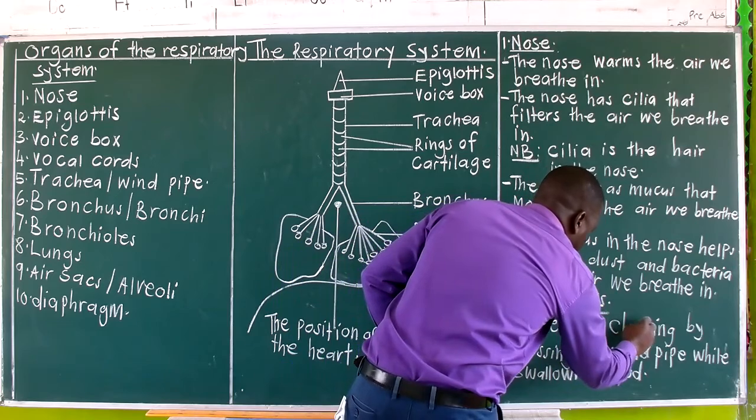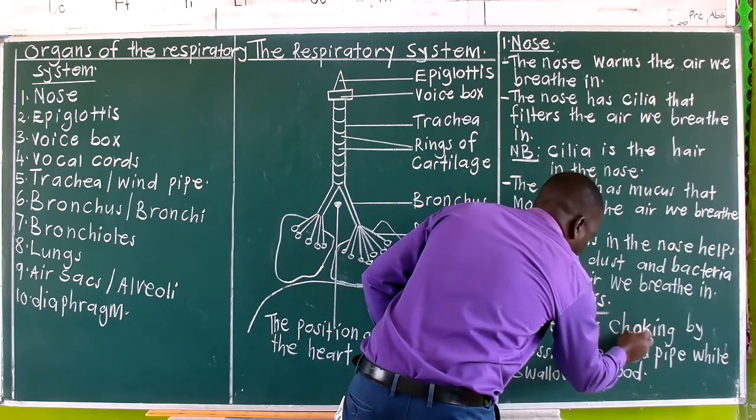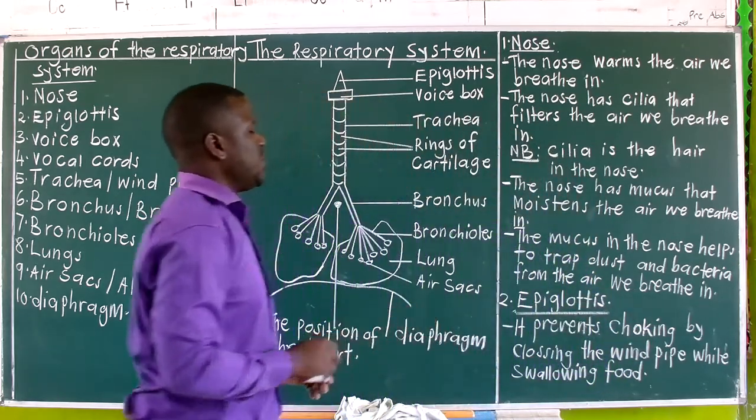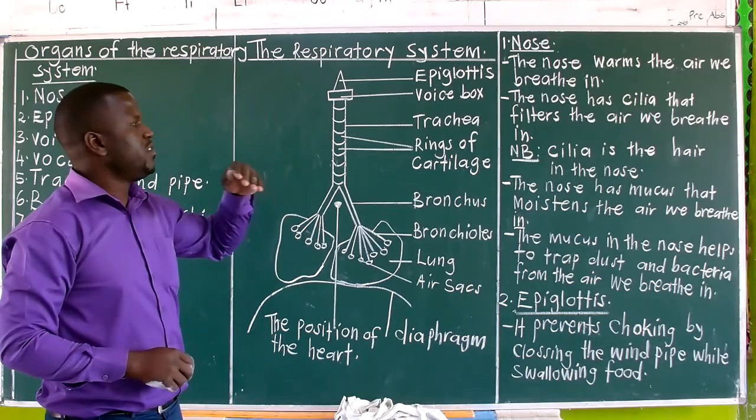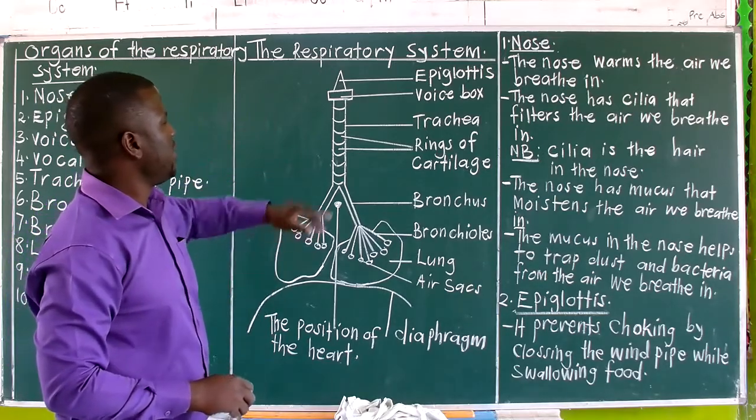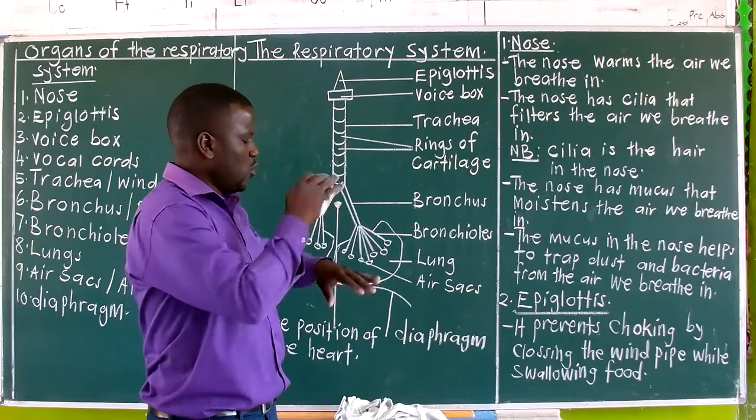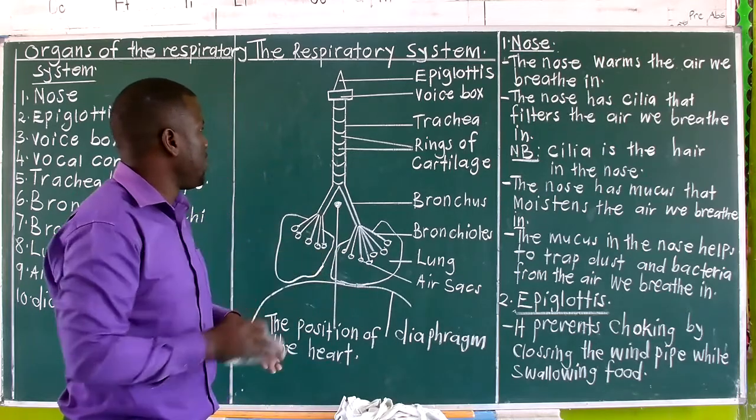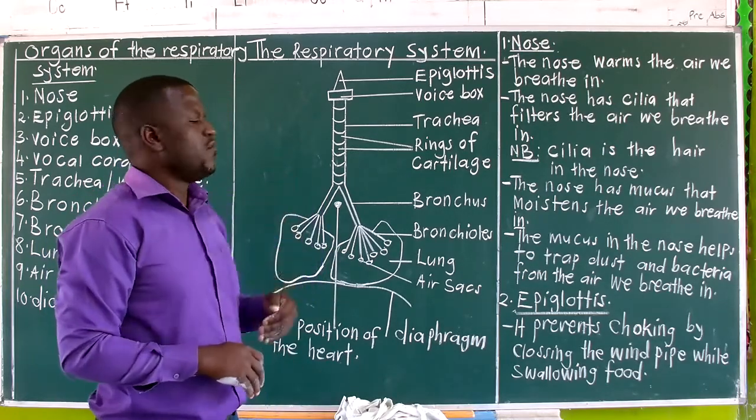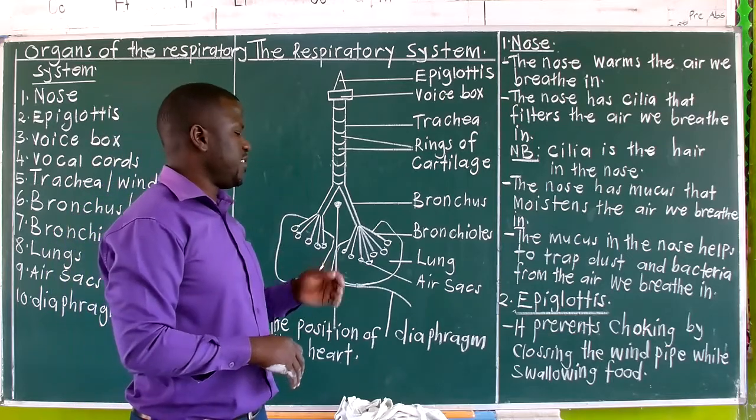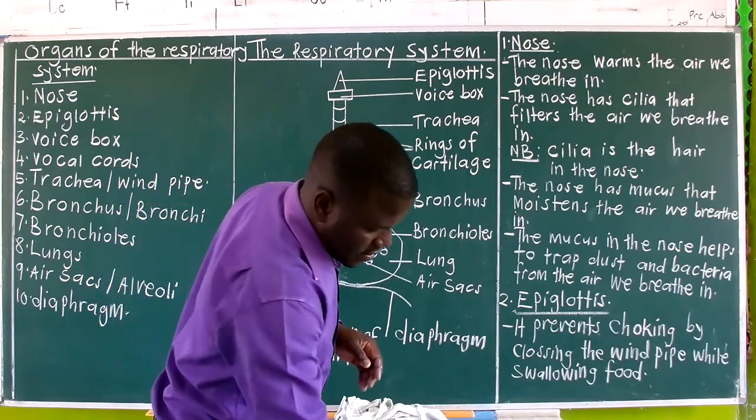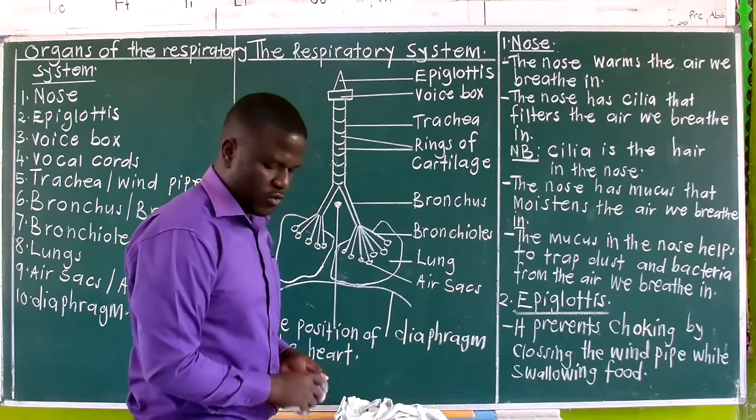So when one is swallowing food, the epiglottis will close the windpipe to prevent food from entering the windpipe. So when you are swallowing food, food doesn't go to the windpipe. Instead, that food is directed to the gullet, up to the stomach.